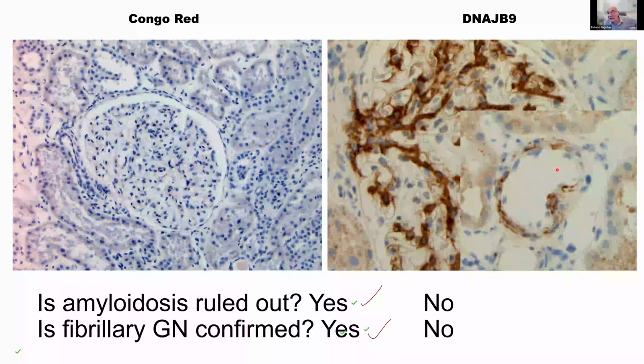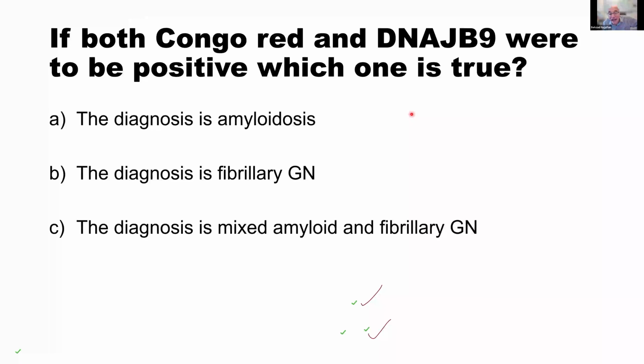And by the way, when we did DNAJB9, we also had focal vascular staining, which is something that we can see in fibrillary, but it cannot differentiate that from amyloid because we can see that in amyloid as well. Now, if both Congo-Red and DNAJB9 were to be positive, which one is true? The diagnosis is amyloidosis. The diagnosis is fibrillary glomerulonephritis. The diagnosis is mixed amyloid and fibrillary glomerulonephritis.